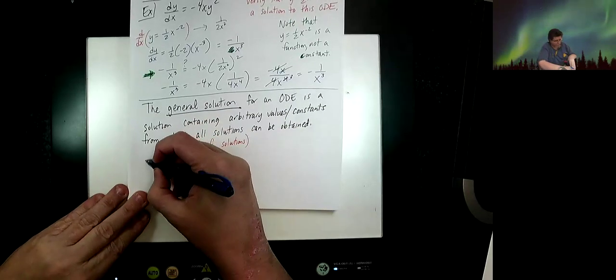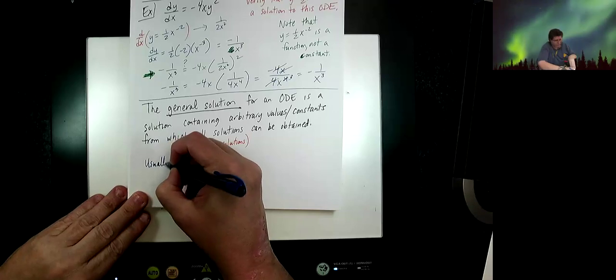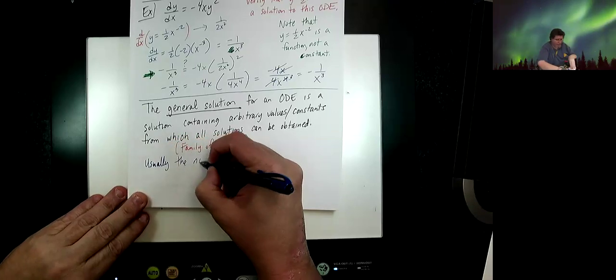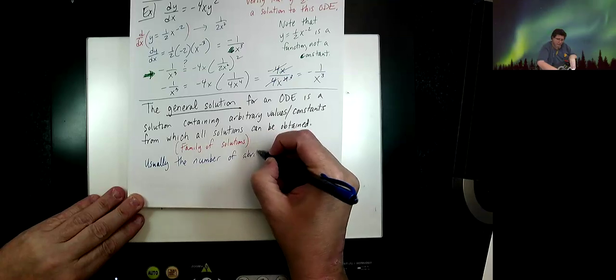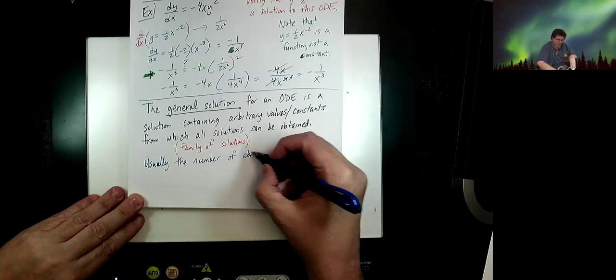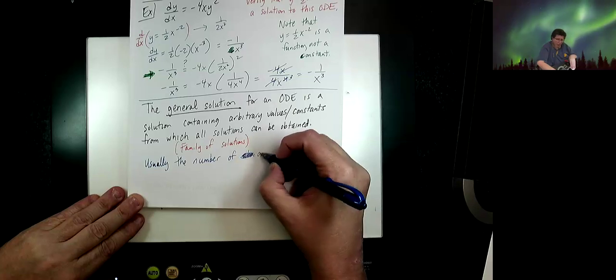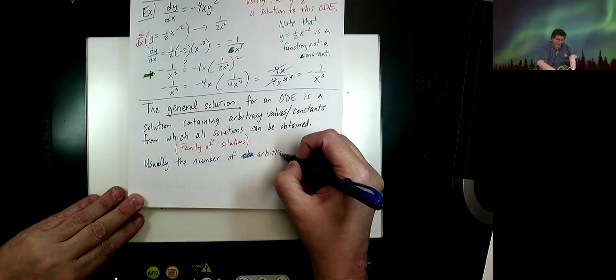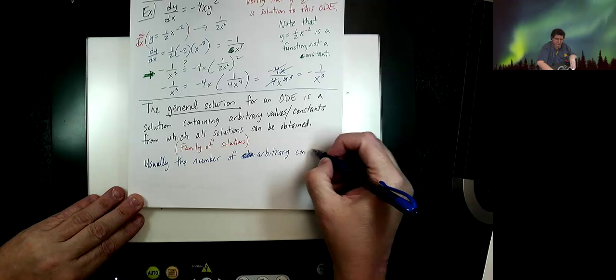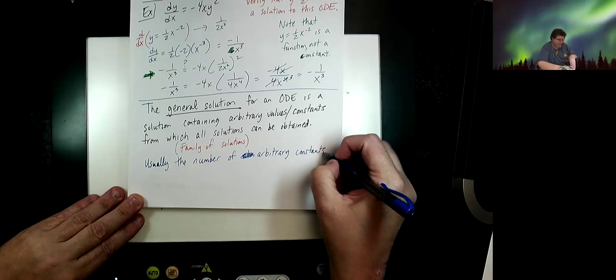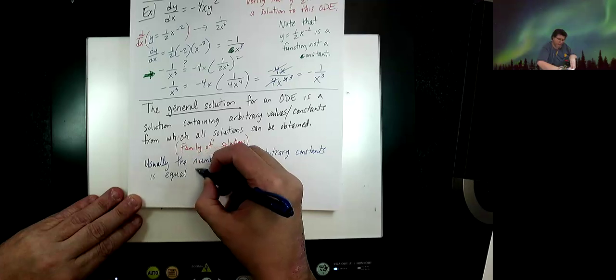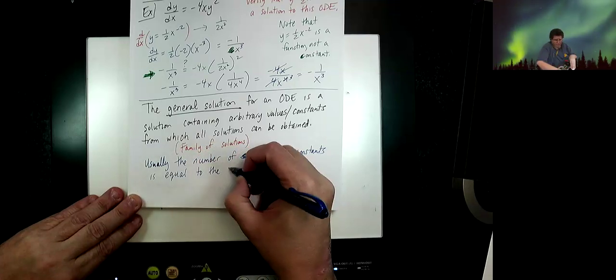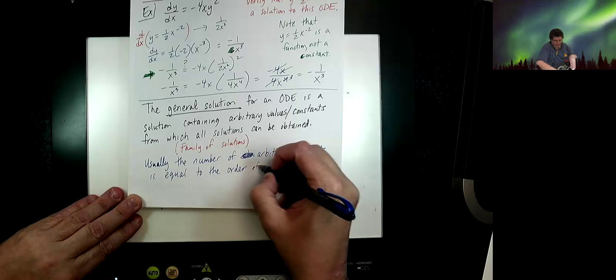Usually, the number of arbitrary constants is equal to the order of the ODE.